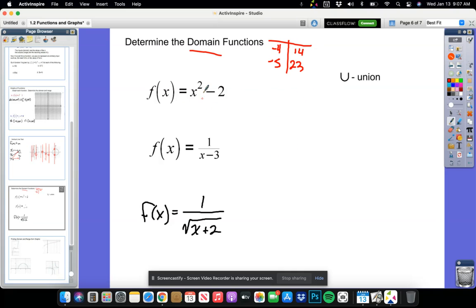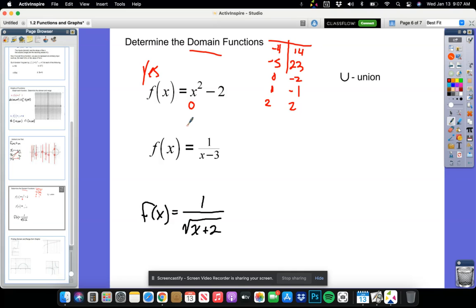If I put in a 0, what happens? 0 squared is 0, but minus 2 still gives me an answer, -2. What if I do a positive 1? 1 squared is 1, minus 2 is negative 1. So that's going up. What if I put a 2 in? 2 squared is 4, minus 2 is 2. So as you can see right here, as these numbers increase, this starts to increase as well. So at any point, is this a function? Yes, it is a function.